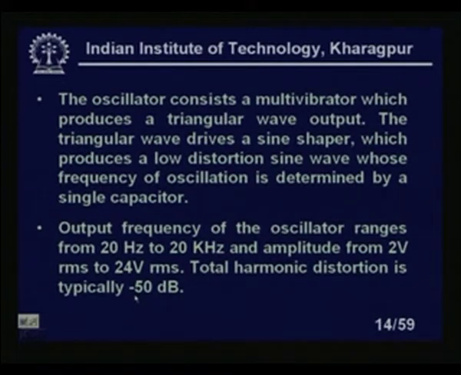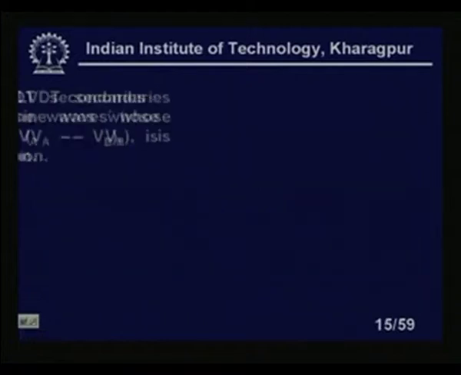The output frequency of the oscillator ranges from 20 Hertz to 20 kilohertz, and the amplitude from 2 volt RMS to 24 volt RMS. Total harmonic distortion is typically minus 50 dB.